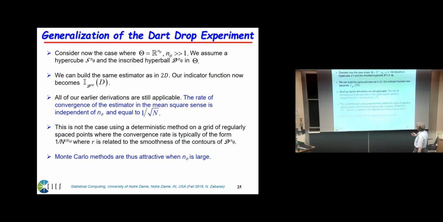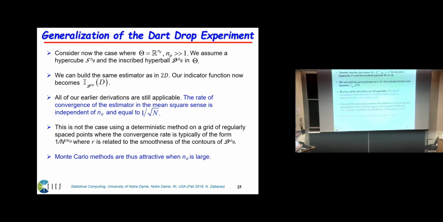and it is 0 otherwise. The bottom line is the rate of convergence of the estimator, in the mean square sense, is independent of n theta and is equal to 1 over square root of n. So it doesn't really make a difference if you do this in 2 dimensions for a circle, or a sphere, or a hypersphere. The mean square error varies with n as 1 over square root of n.